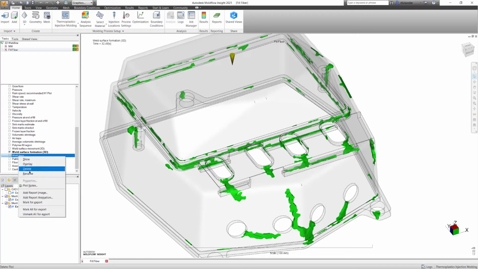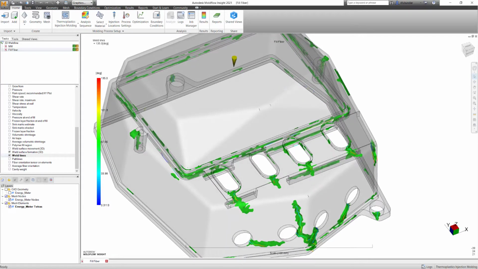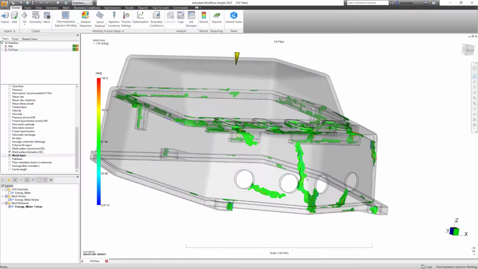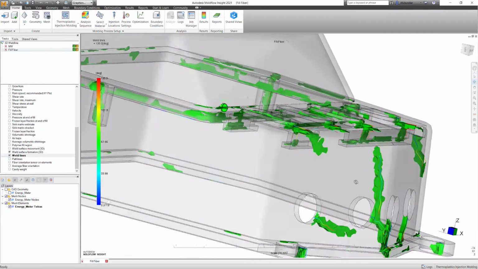If you try to overlay this surface weld line onto the 3D formation, you'll see that it's almost in the very same locations. The only difference is that you will see the weld line throughout the part.